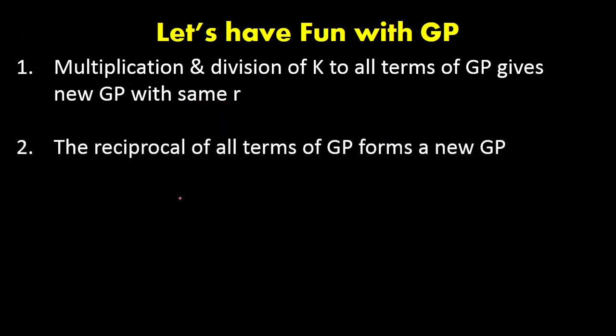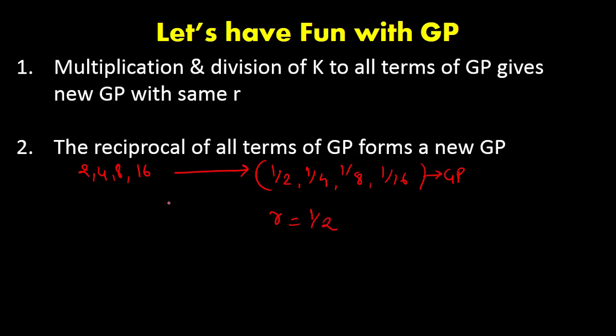Property: the reciprocal of all the terms of a GP forms a new GP. Just now we have seen, suppose we have 2, 4, 8 and 16. If I take the reciprocal of each term, 1 by 2, 1 by 4, 1 by 8 and 1 by 16, then this progression is also a GP. But what will be the common ratio in this case? Common ratio is nothing but 1 by 2. यहाँ पे कितना था? 2 था. So if you take the reciprocal of all the terms, your R will also reciprocate. Inverse हो गया. So it forms a new GP with R actually original R का inverse हो जाएगा.